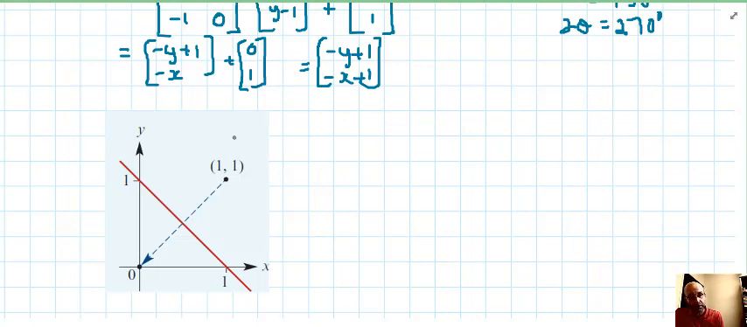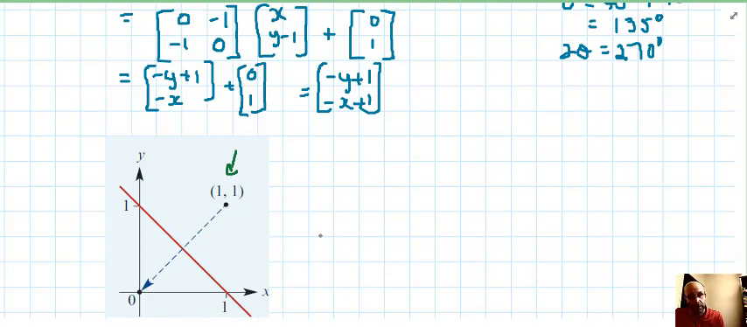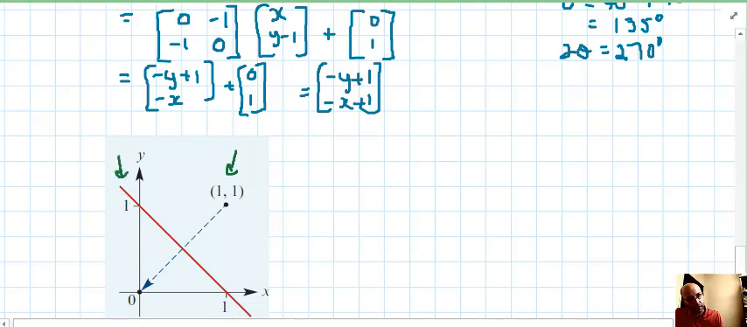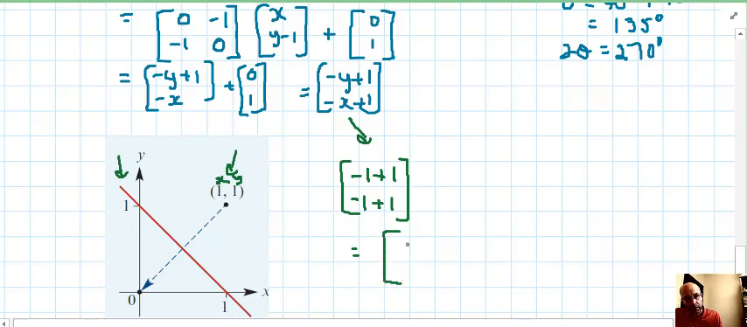Now the instruction originally said test with point 1, 1. Does this reflect the plane in the line y equals negative x plus 1? Well, there's our line y equals negative x plus 1 there in red. And let's follow that. So if we have 1, 1, and we apply this matrix here, we have x is 1 and y is 1. So put y first, which is negative 1 plus 1, and we have negative 1 plus 1 there. So we have 0, 0. The origin, interesting.